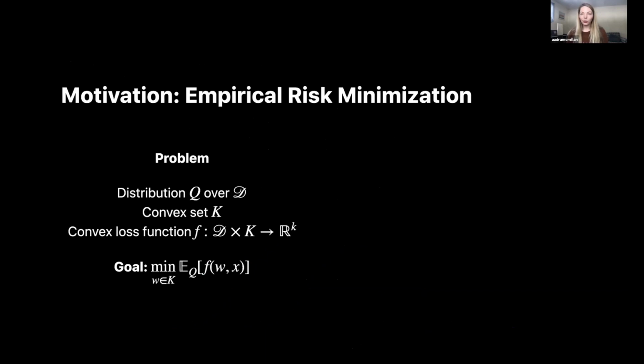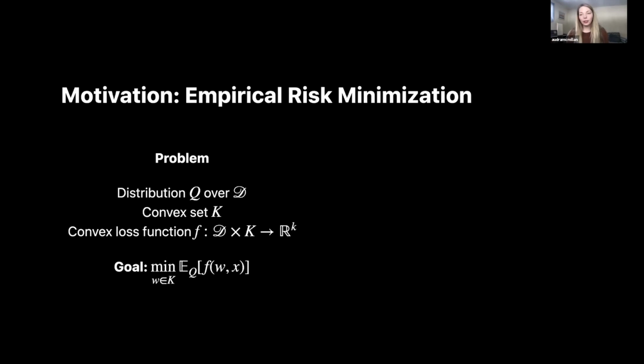All right, so as our introduction to differential privacy. The other component of this talk is going to be empirical risk minimization, so we're going to use this as our motivation. In empirical risk minimization, I have some distribution Q over my data universe, some convex set K, and some loss function. What I'm trying to do is compute the element of my convex set that minimizes the expected loss of my loss function over the distribution Q.